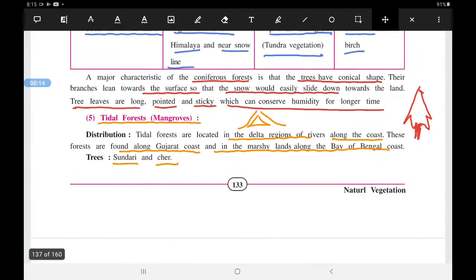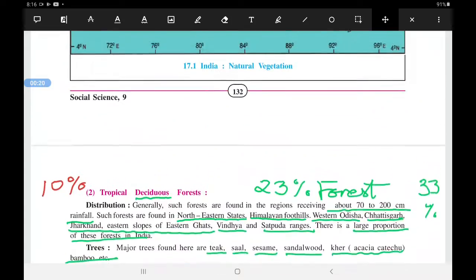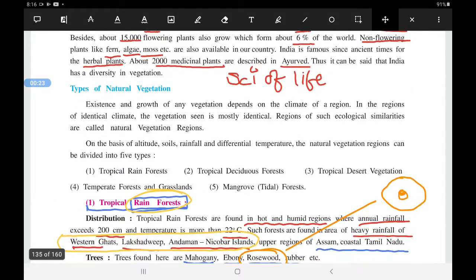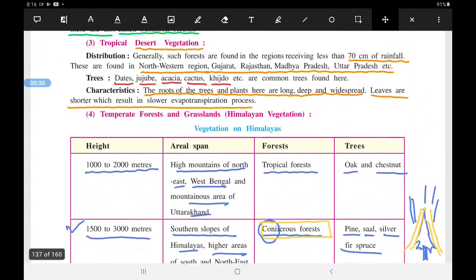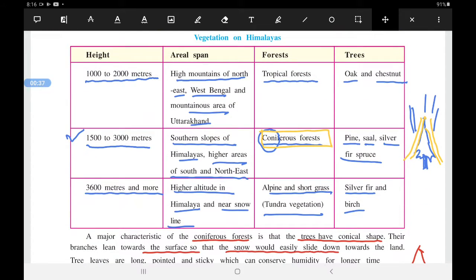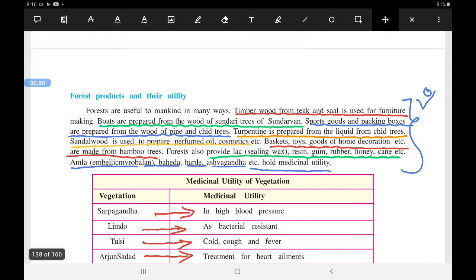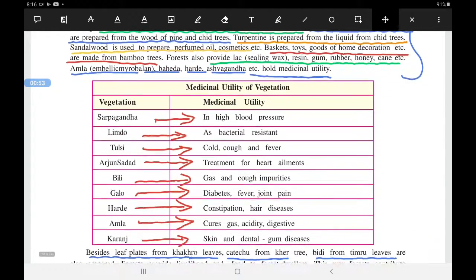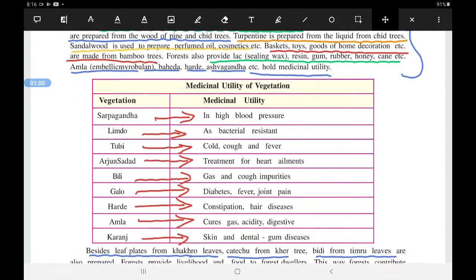Till now we have studied the five main types of natural vegetation regions. Let us remind ourselves: tropical rainforest, tropical deciduous forest, and tropical desert vegetation. The fourth one was temperate forest and grasslands. In that we saw different kinds of forest, that is tropical forest, coniferous forest, and alpine and short grass, that is tundra vegetation. And the fifth type, tidal forest, mangroves. We also saw the forest products available from the forest and the medicinal plants that are mainly used by us at our home and different places.